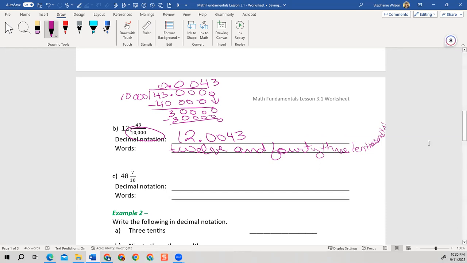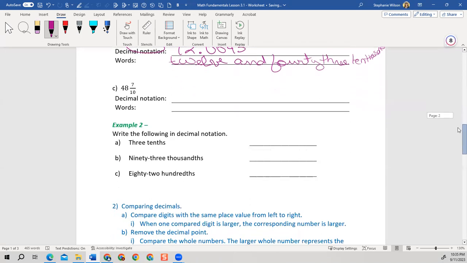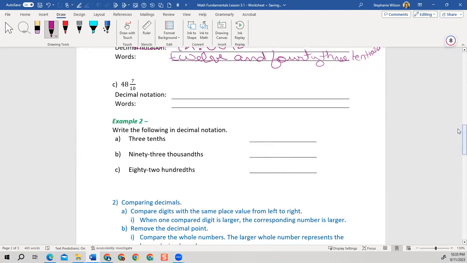Let's move to the next one. The next section says, write these sentence words into decimals. So if I got 3/10, then I got 0.3. 93 thousandths, I got 0.093, because remember, the thousandths falls in the third decimal place. So we got to make sure that's how it ends. 82 hundredths, 0.82. Okay.